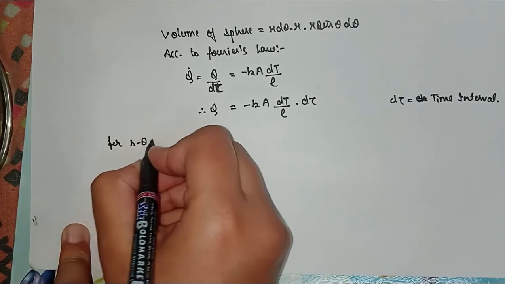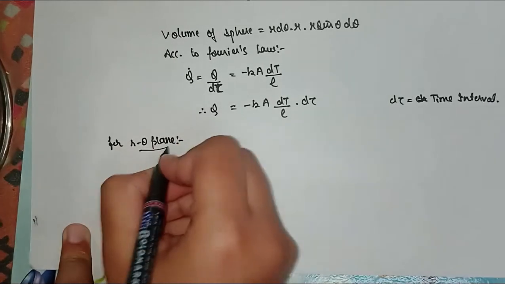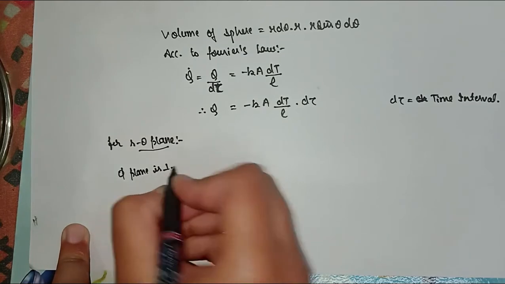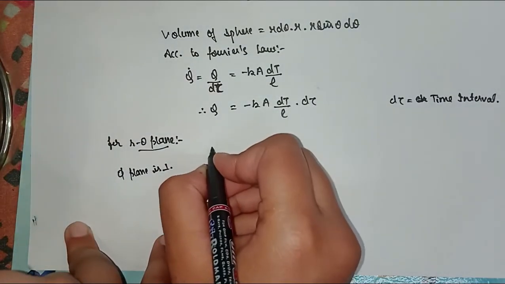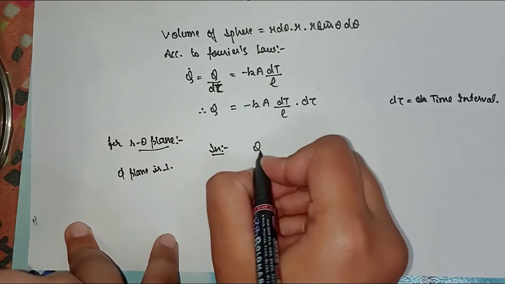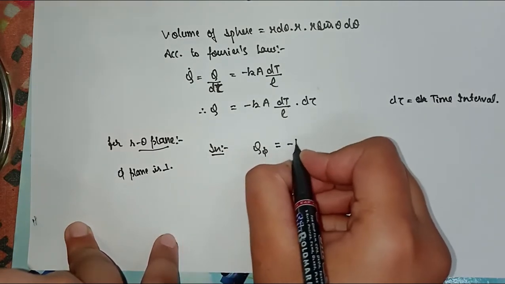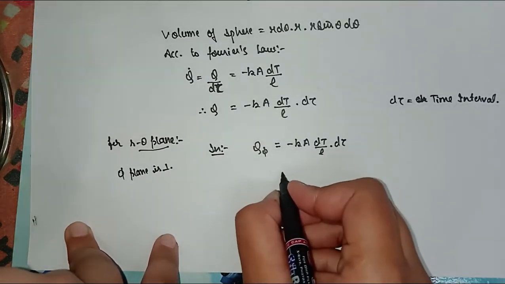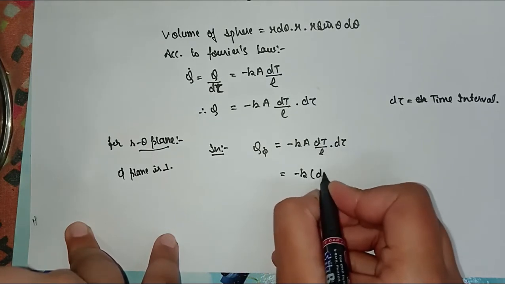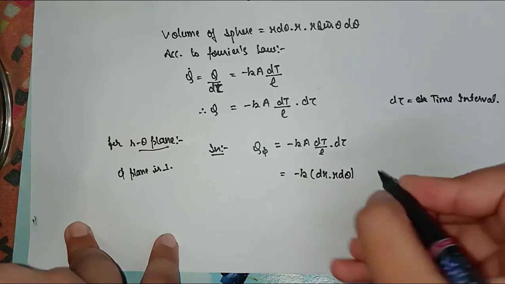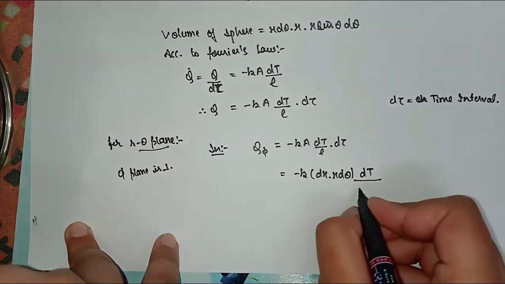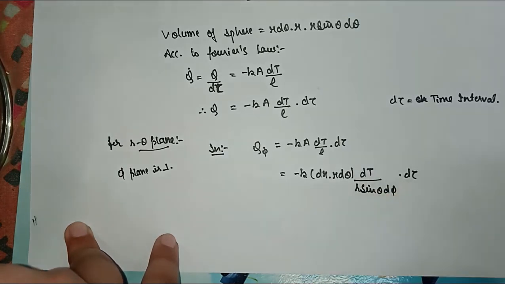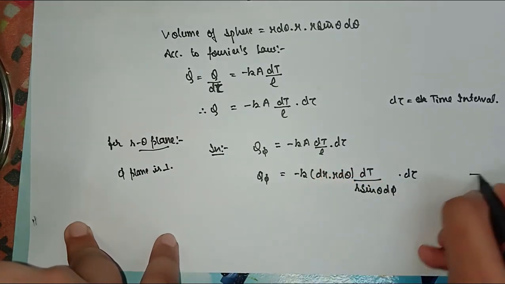Now for the r theta plane, the phi plane will be perpendicular, so heat flow will be in the phi direction. So using Fourier's law for Q phi, this will be equal to minus K dr into r d theta into dt upon r sine theta d phi into d tau. Let's mark this equation 1.